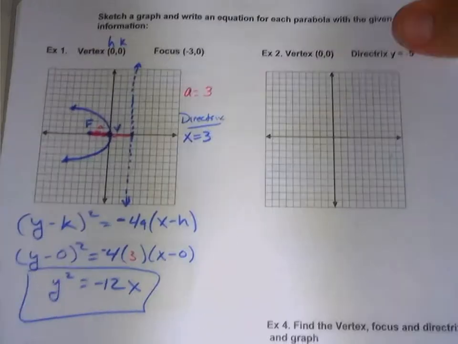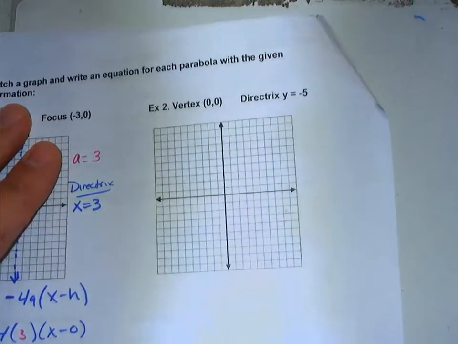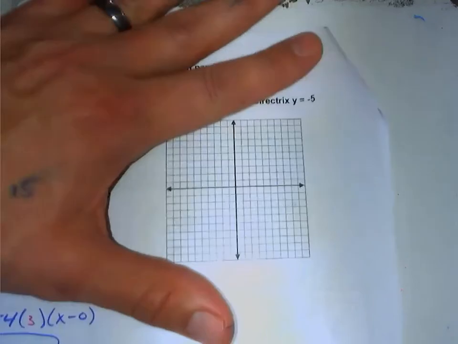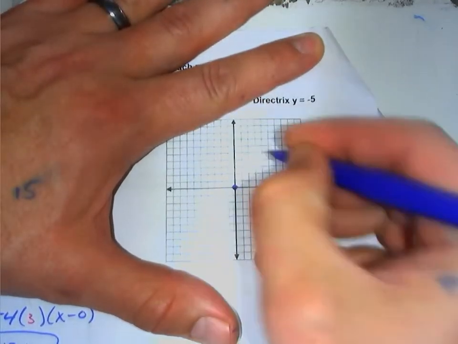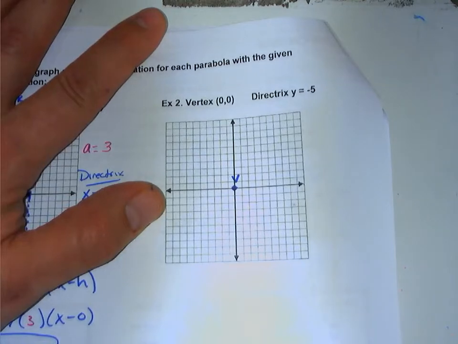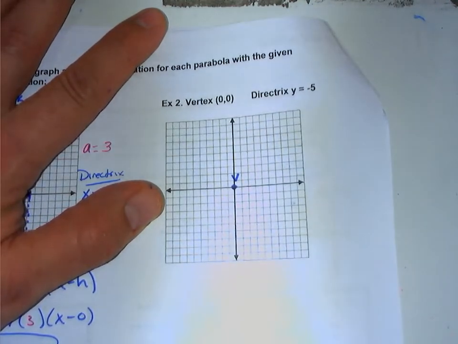All right. So this is, again, guys, if you look at your worksheet, very similar. So here we go. I got example 2. I got 0, 0. So let's go ahead and graph that guy. 0, 0 is right on the origin right there. And then they gave me the directrix, which is y equals -5.